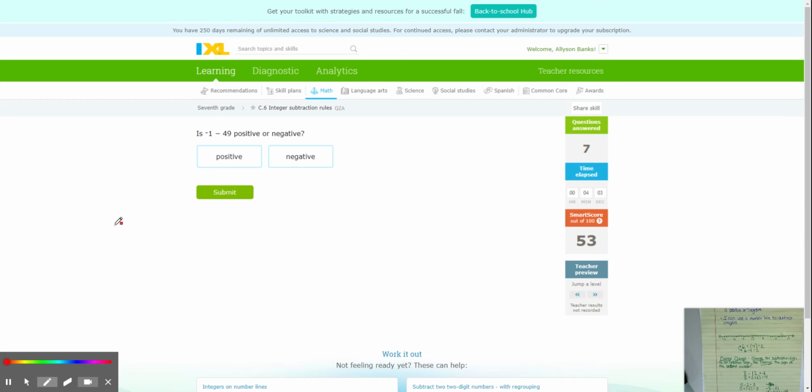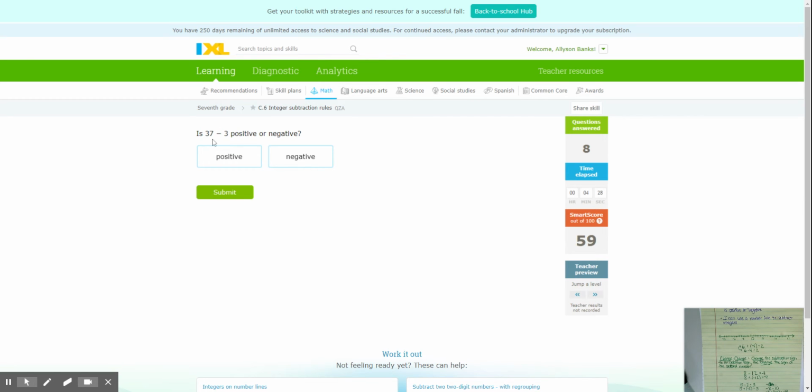Let's try this one. We have negative 1 take away 49. So if we add the opposite, we have negative 1 plus negative 49. Both of the numbers are negative. Now, if you add the opposite, then that means that they should be negative. Okay? And we can do the same thing.